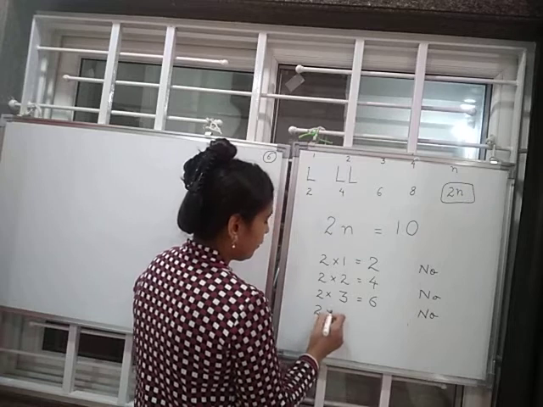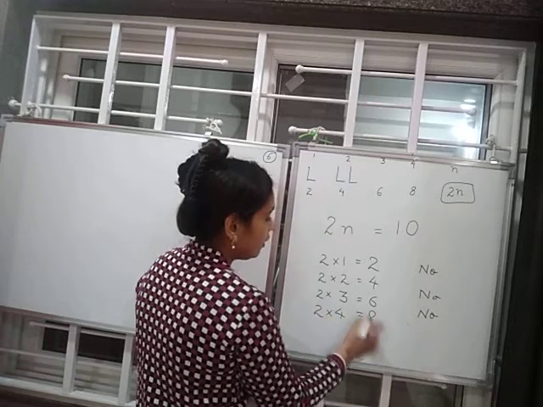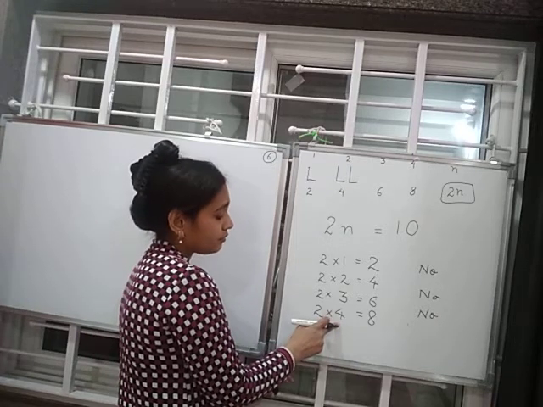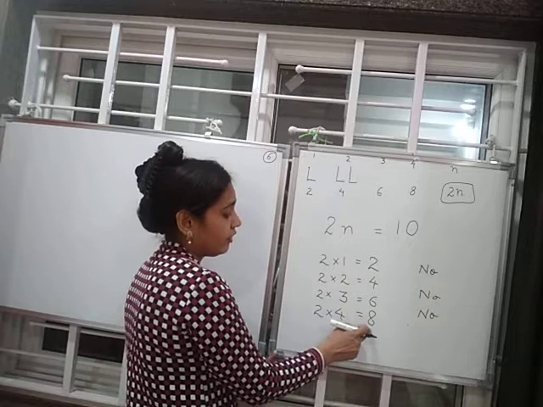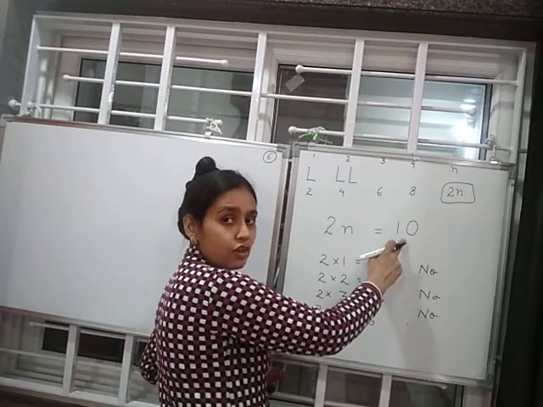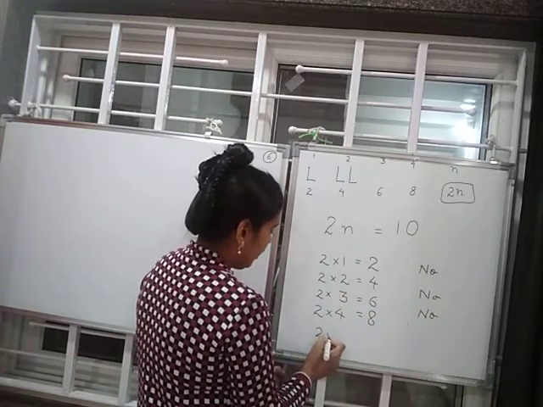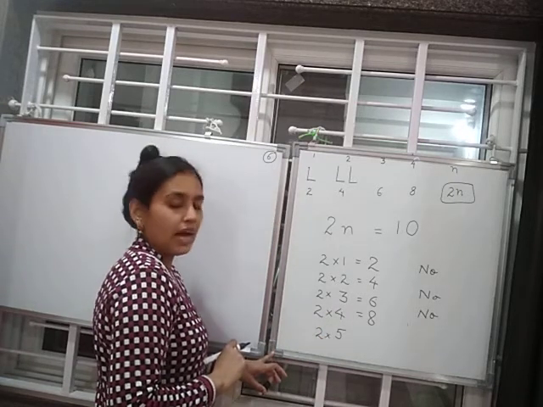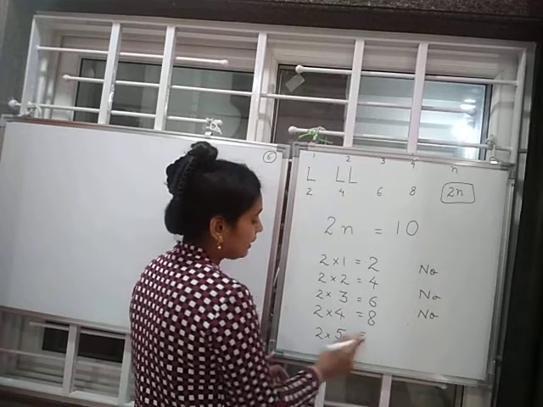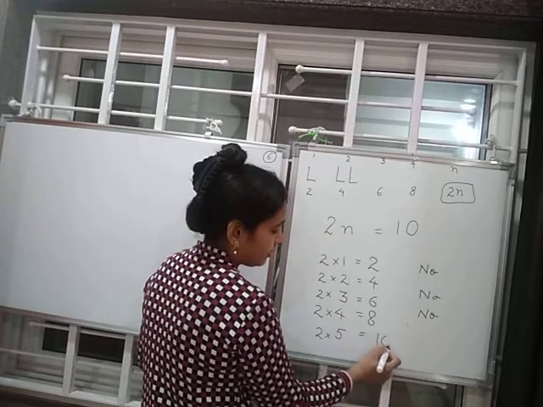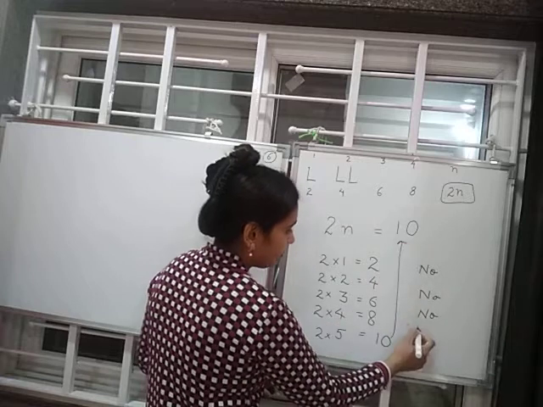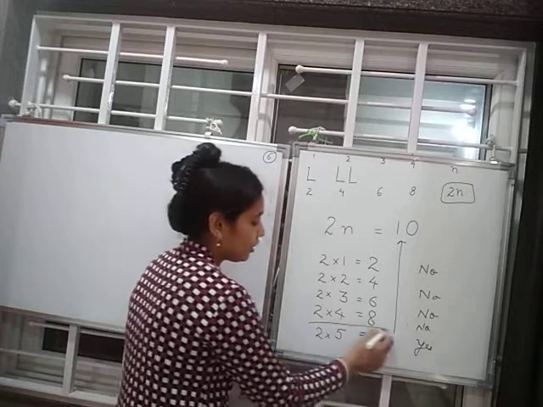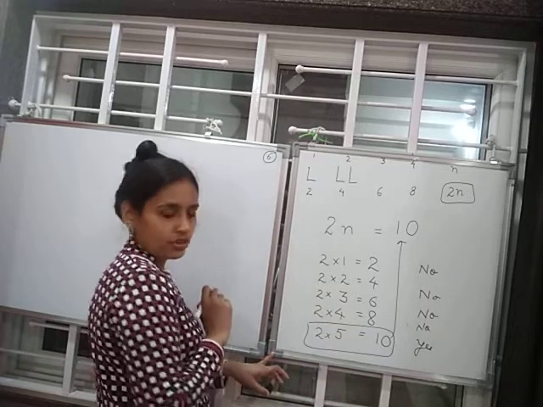If we put 4, 2 4s are 8, that means if the patterns are 4, then we needed 8 matchsticks. Again, it is not matching. If we put the value of n as 5, that means patterns are 5, then matchsticks are 10. Is it matching? Yes. Here the condition is matching. This condition is matching. Okay.